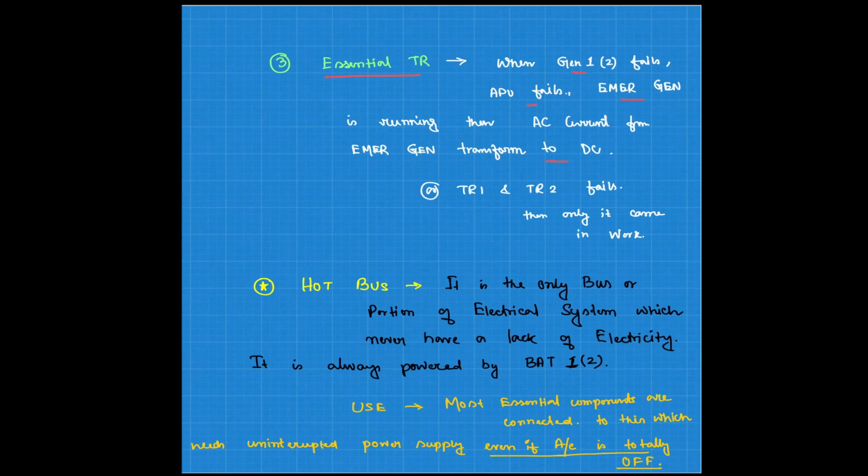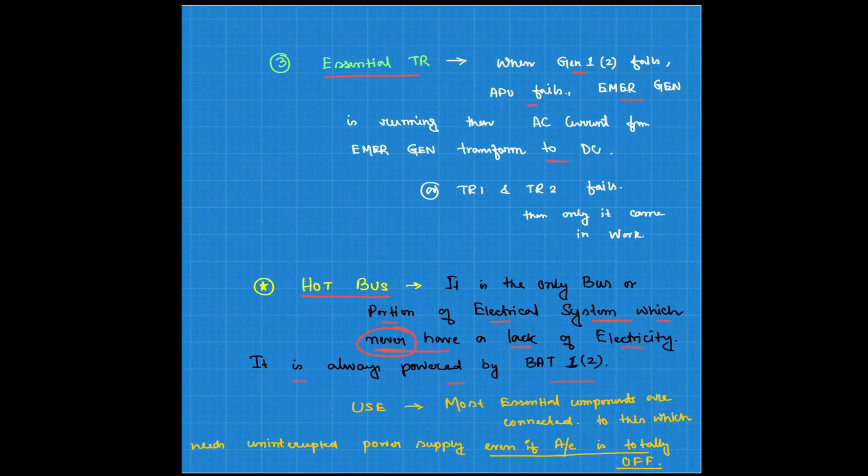So now the last topic, that is the hot bus. Okay, it is the only bus or portion of the electrical system which never, remember this word, never has a lack of electricity. It is always powered by bat 1 and bat 2.